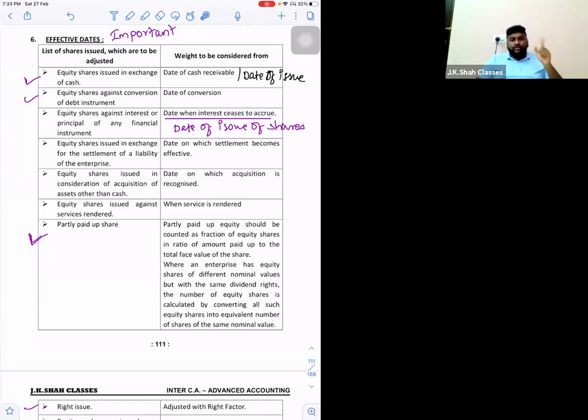So from what date should it be considered outstanding? Sir, it is the date when interest ceased to accrue. Now, please understand, the date when interest ceased to accrue means the date from which interest will not be charged by the bank. Technically, from where will the interest not be charged? Sir, the day when you issue the shares, because when you settle their principal, they will not charge you interest. So what will be the date? Sir, date of issue of shares.